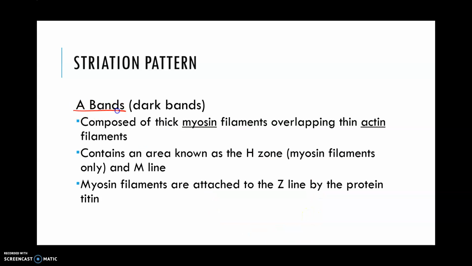Then we have A bands. These A bands are our dark bands, and they're composed of thick myosin. So they're dark, we have thick filaments here. And sometimes they're going to overlap with our actin, which is why they're going to appear darker. There's more stuff there. So the area known as the H zone is with myosin fibers only, and our M line. So we're going to define all these terms in just a second with our picture. So myosin filaments are attached to the Z-line by a protein called titin.